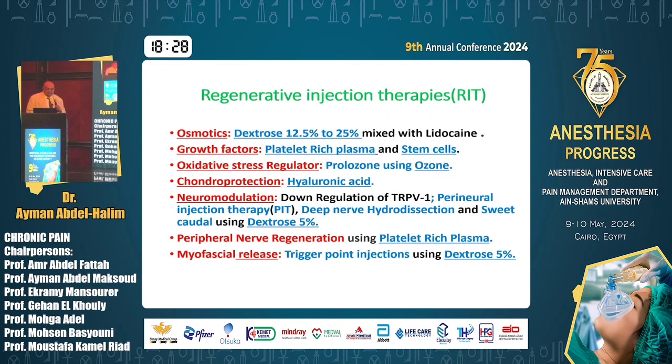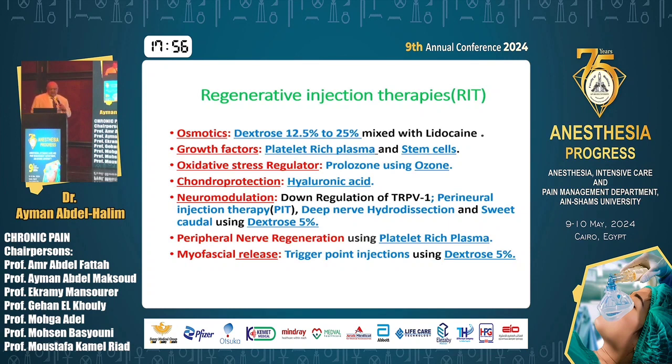This slide might look a little bit crowded, but really, if you want to understand regenerative injection therapies, you have to understand this slide here. So we have 7 techniques, all right? The upper 5 are the most important as far as we're concerned here. Osmotics, and this is represented by dextrose. Growth factors, represented by platelet-rich plasma and stem cells.